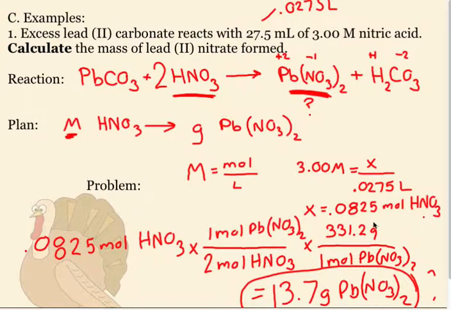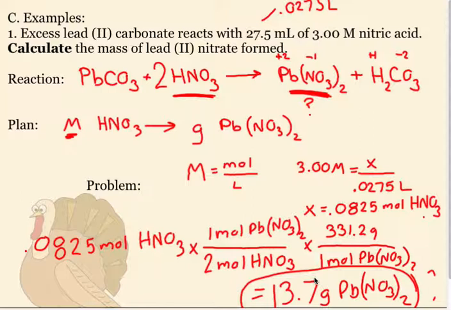Once I have my moles of nitric acid, now it's a normal mole problem. We can do our mole ratio right away, going from nitric acid to that lead nitrate, the one product we're making. You can see it's a 2 mole to 1 mole ratio from our reaction. The last thing I do is, since I want grams, I look at my molar mass of lead nitrate, which is very heavy, 331.2 grams per mole. We would get that we would form 13.7 grams of this lead nitrate.